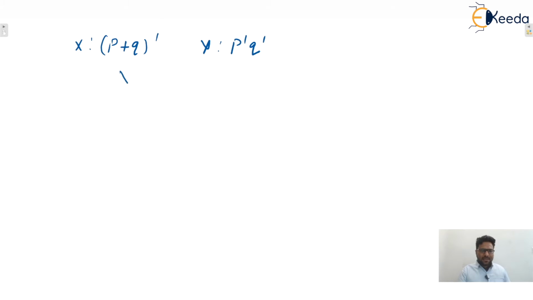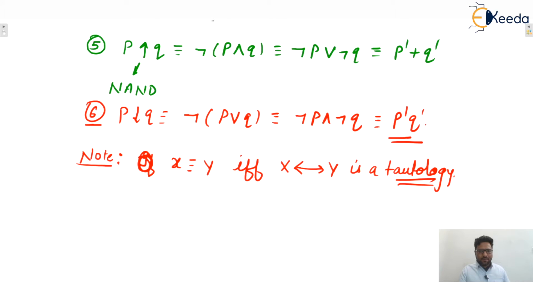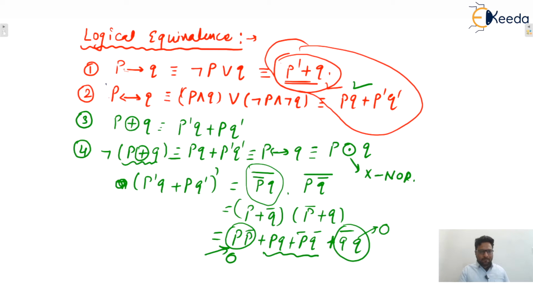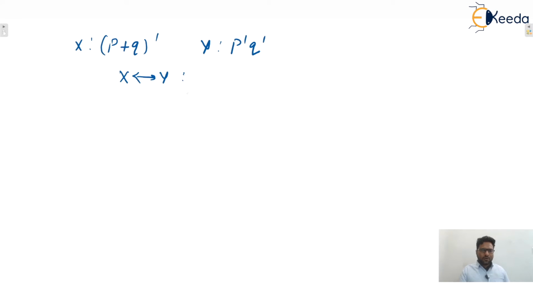We'll see that X biconditional Y must be a tautology. If this one is a tautology, then we can say that both are equivalent. So what is X? We can write it as you saw in the last slide: P biconditional Q is PQ plus P'Q', isn't it? So it can be written like that, that is XY plus X'Y'.